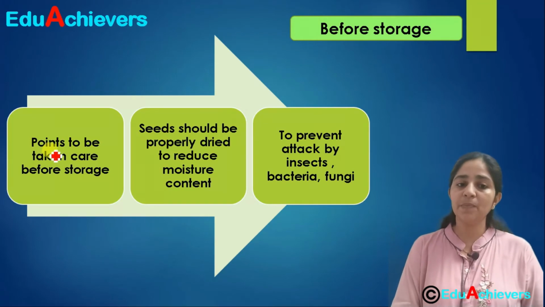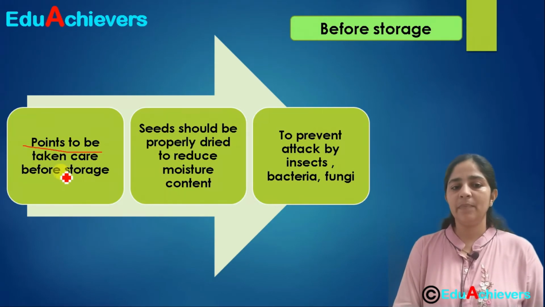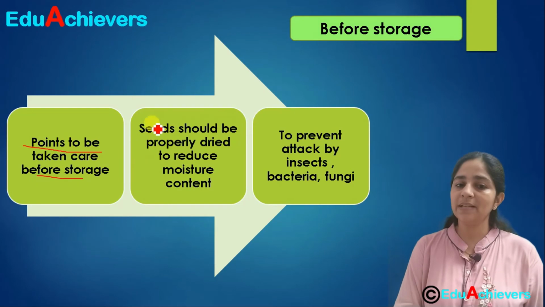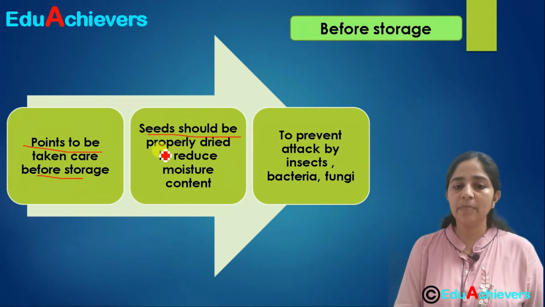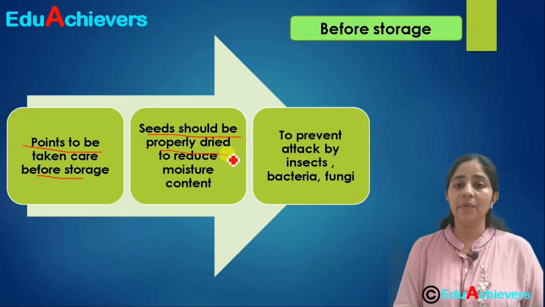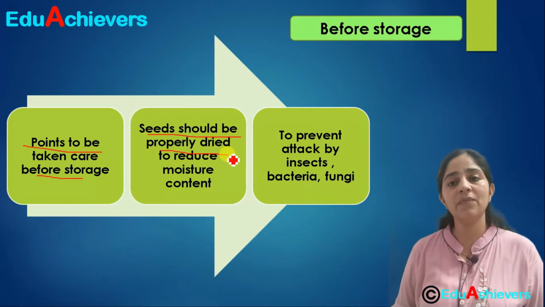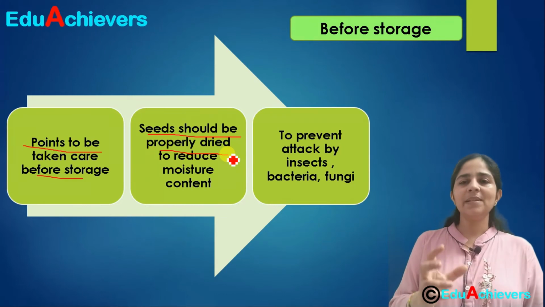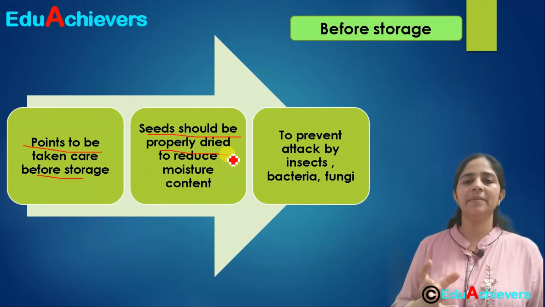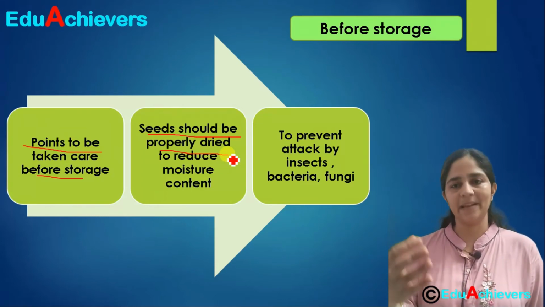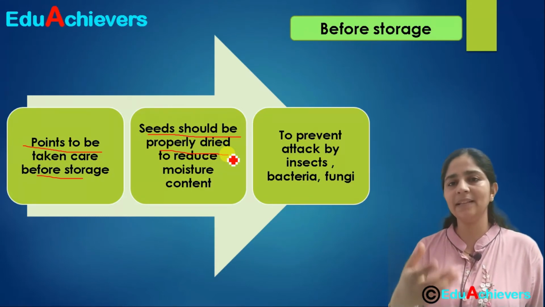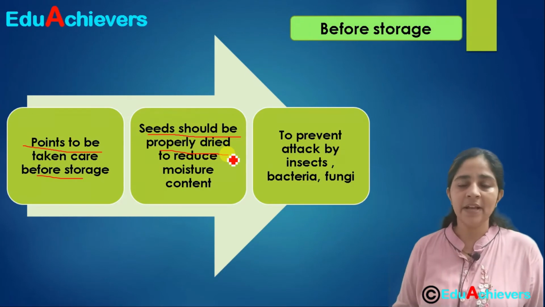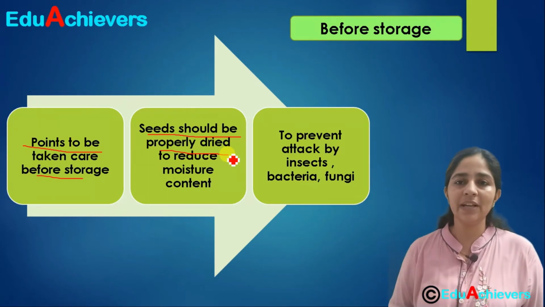The first point to be taken care of before storage is that seeds should be properly dried. Now we were talking about how seeds have to be protected from moisture. How does this moisture affect them? You would have seen that you can store dry things for a longer time. Even if you talk about other edible things, not the grains, you can observe this in the kitchen also.